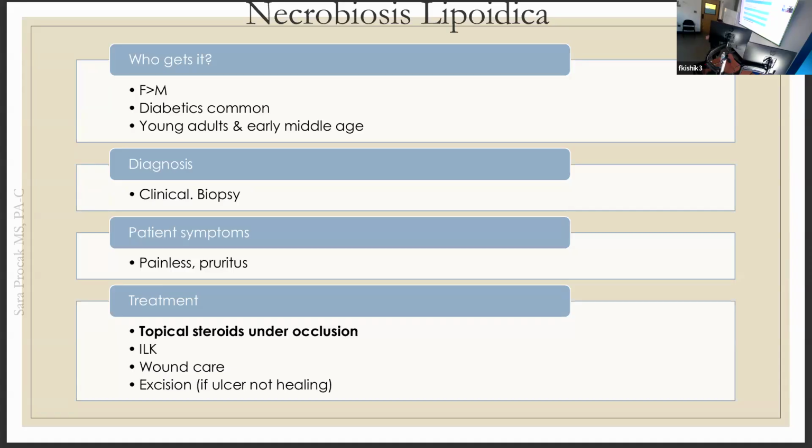Wound care, obviously, if there's an ulcer. Sometimes, if the ulcer is not healing, you may have to excise the whole lesion and then skin graft. This is a pretty rare condition. I would tell you, I've only ever seen it one time.